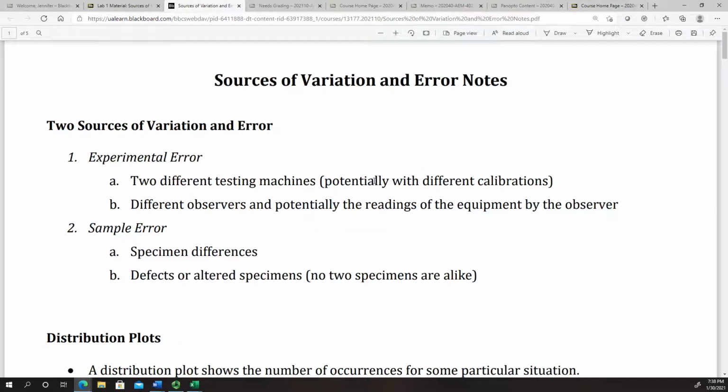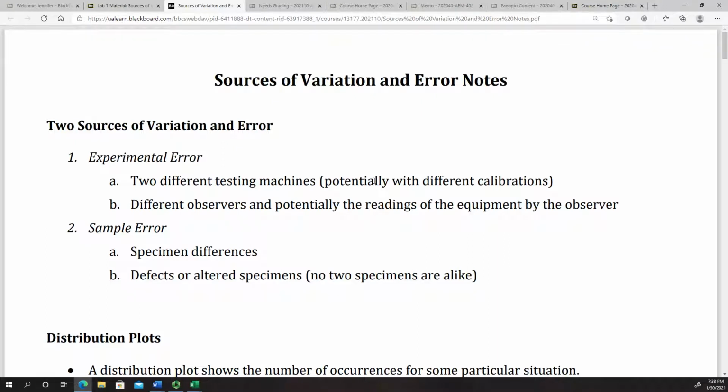Okay. So as we go over a little bit of this, I'll just explain some of it because all the notes are available, but I wanted to make sure to evaluate some of these and explain it. So the primary consideration for this experiment is that there are two sources of variation in error that we're going to look at in this scenario. So there's experimental error and sample error.